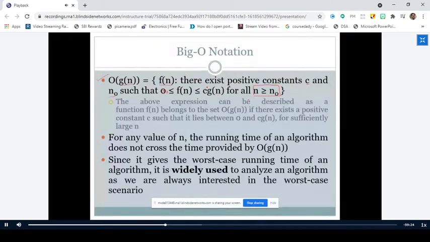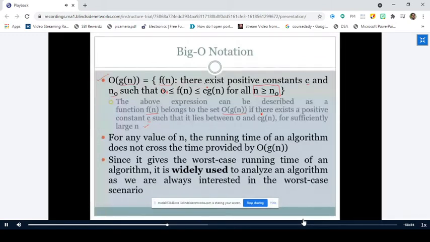We'll see it in the graph, right? So the above expression can be described as: a function f of n belongs to the set big O of g of n if there exists a positive constant c such that it lies between 0 and c into g of n for sufficiently large values of n. So this is the mathematical formula, right? We are going to express f of n in terms of big O of g of n. That's why we are saying that the function f of n belongs to big O of g of n.